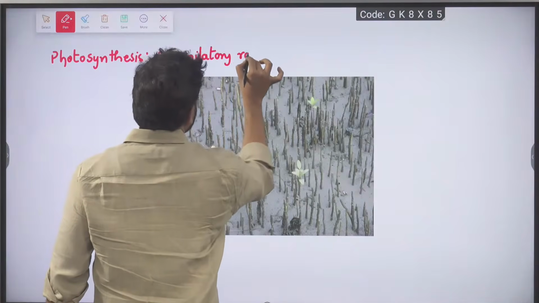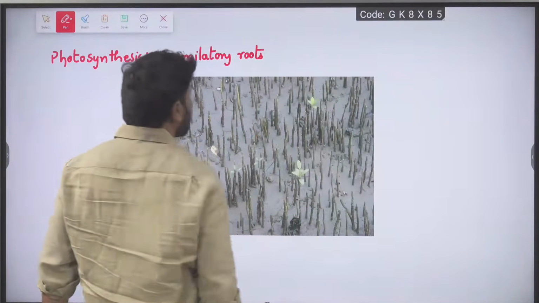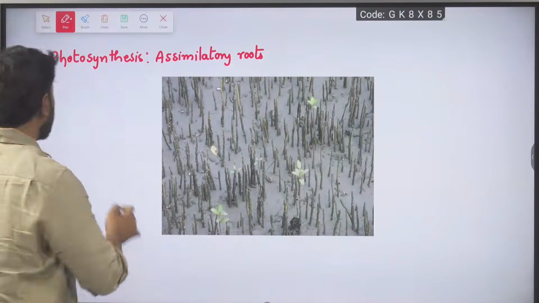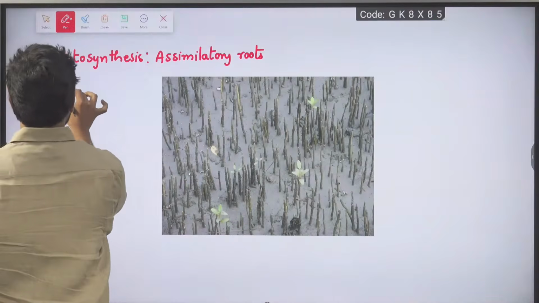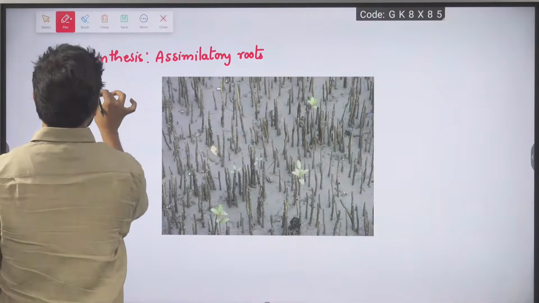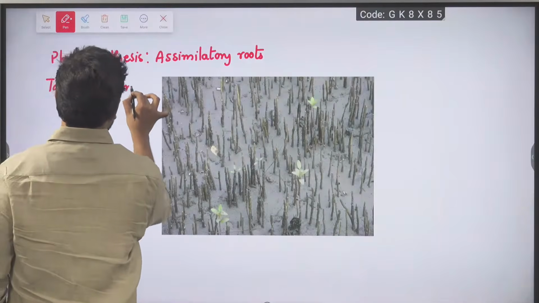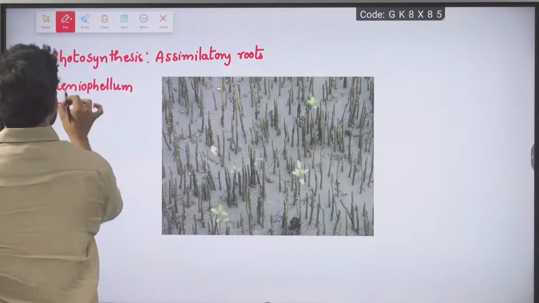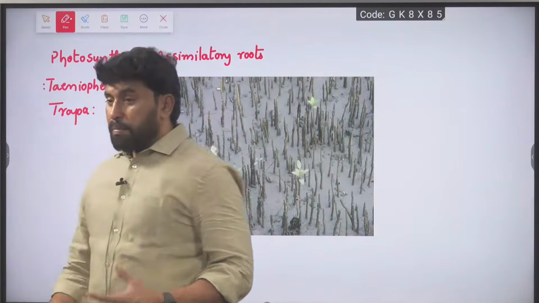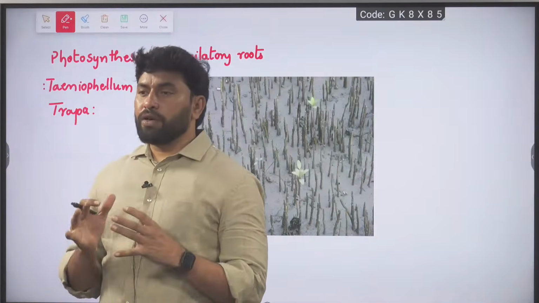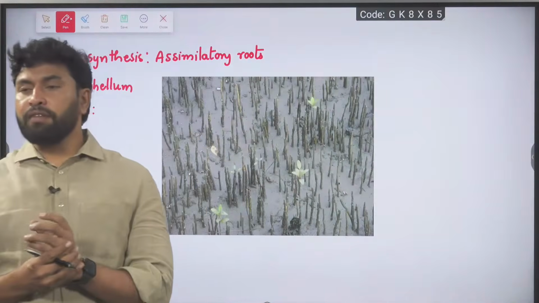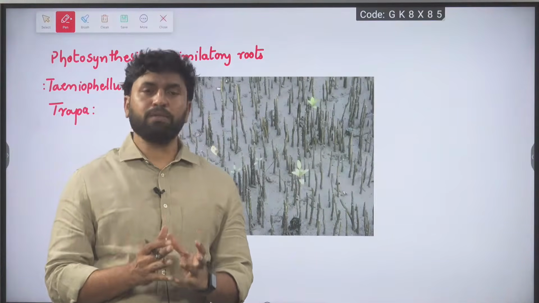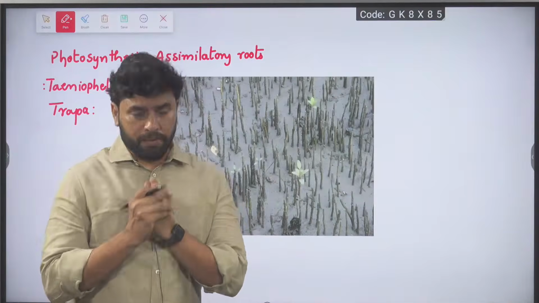Assimilatory roots. Generally, roots do not have the ability to perform photosynthesis, but rarely, plants like Taeniophyllum and Trapa are responsible for maintaining photosynthesis in their roots. Is it okay? Such kinds of plants we call plants containing assimilatory roots, or simply plants with photosynthetic roots.